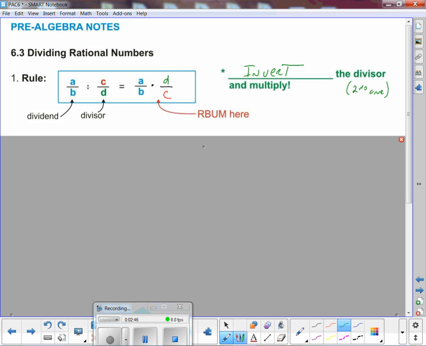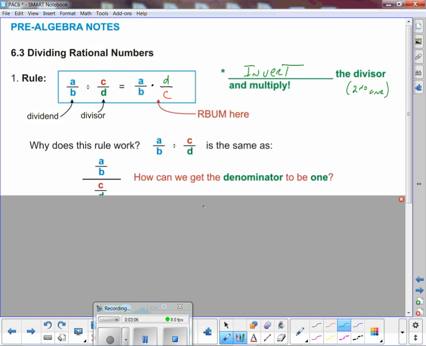Okay, it's not a bad thought. Multiplication and division are inverses of each other. So if that's the thought along that line, if you'll do the inverse of division, you should then solve it. Not a bad thought. Let me show you exactly why this rule works.